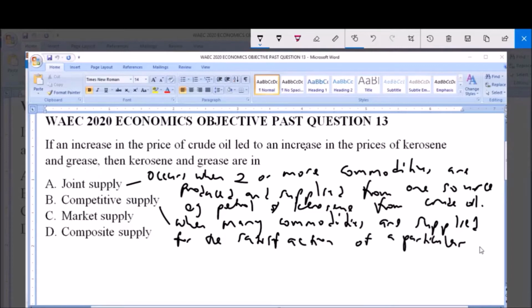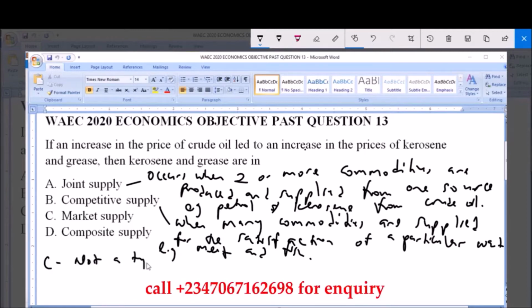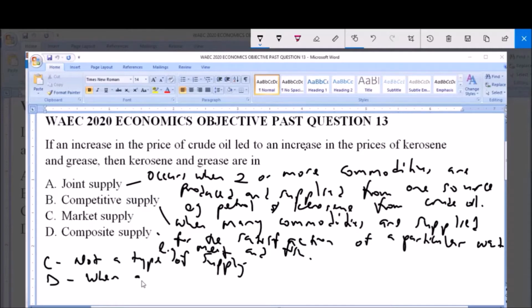For example, meat and fish. So meat and fish are both supplied for the satisfaction of a particular want. Now option C, market supply, is not a type of supply. And then option D, which is composite supply, refers to the supply seen in a commodity that can serve two or more purposes.